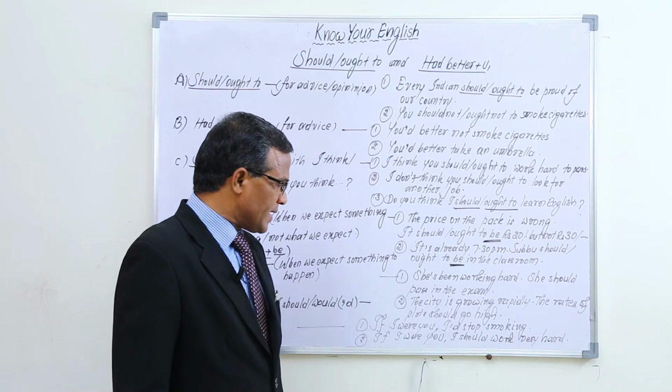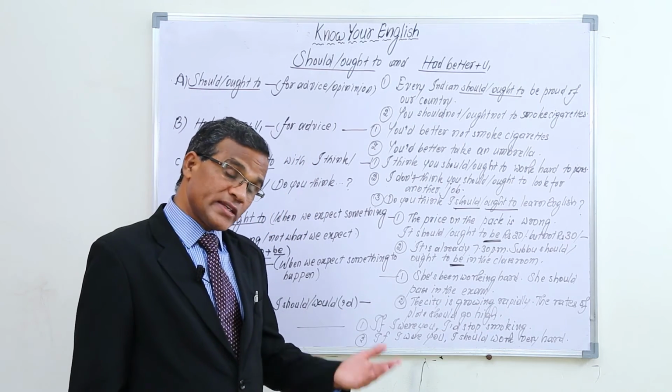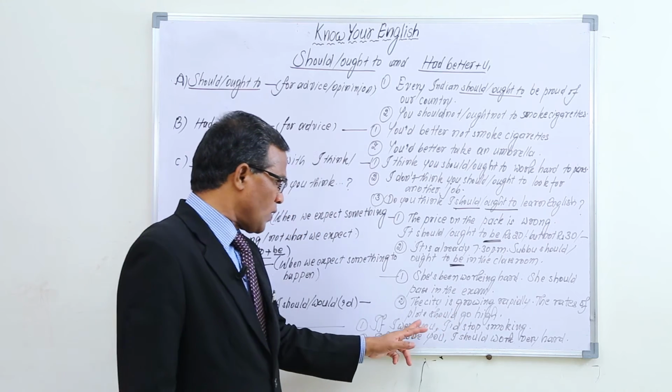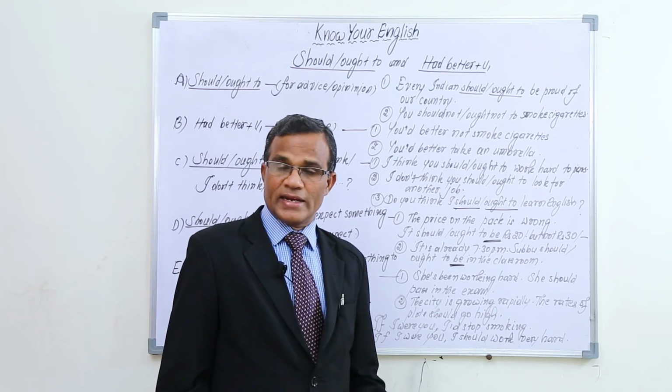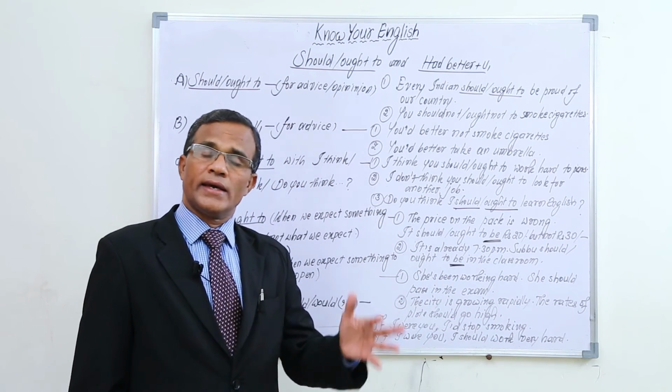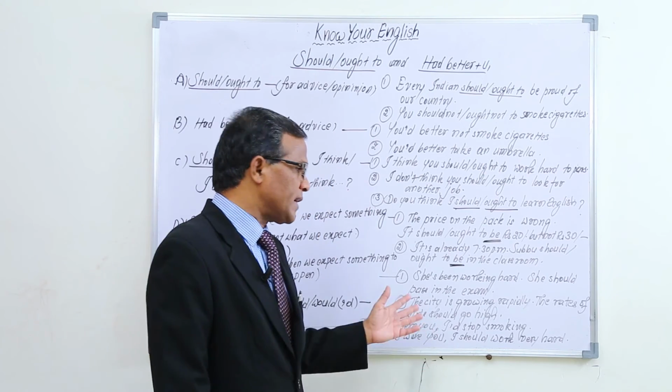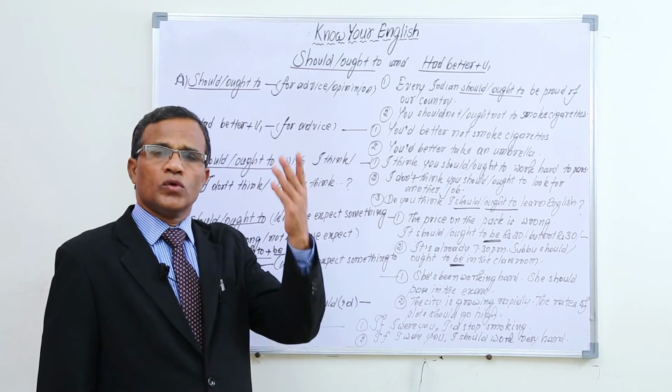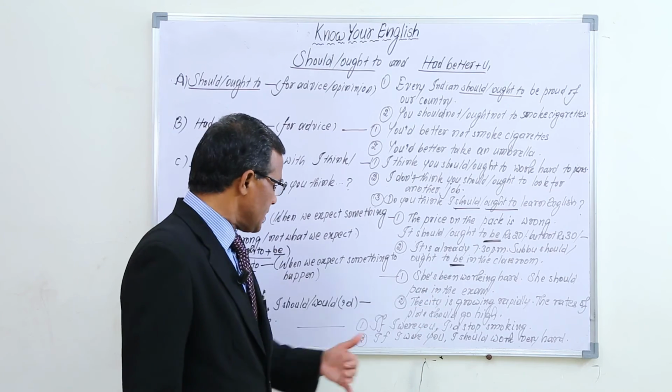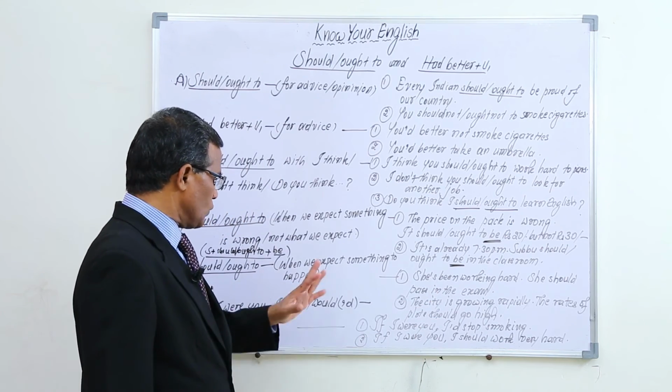"The city is growing rapidly." So by that what can we expect? "The rates of plots should go high." "The rates of plots should go high or ought to go high." So we are expecting the rates of plots to go high like that. When we expect like that, we can use should or ought to.